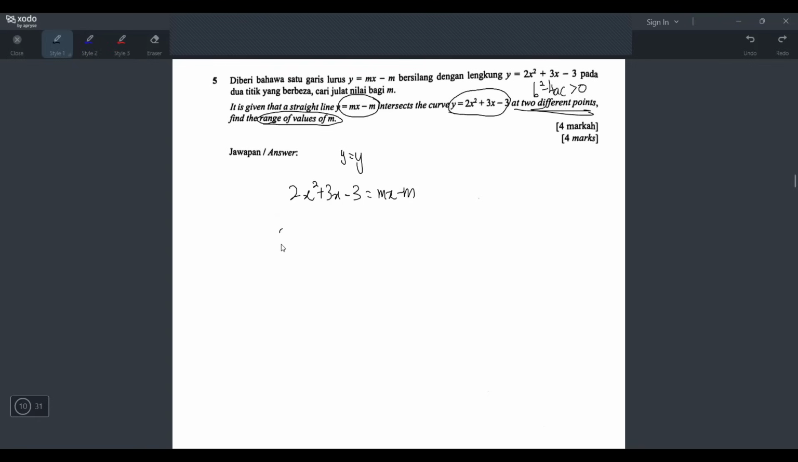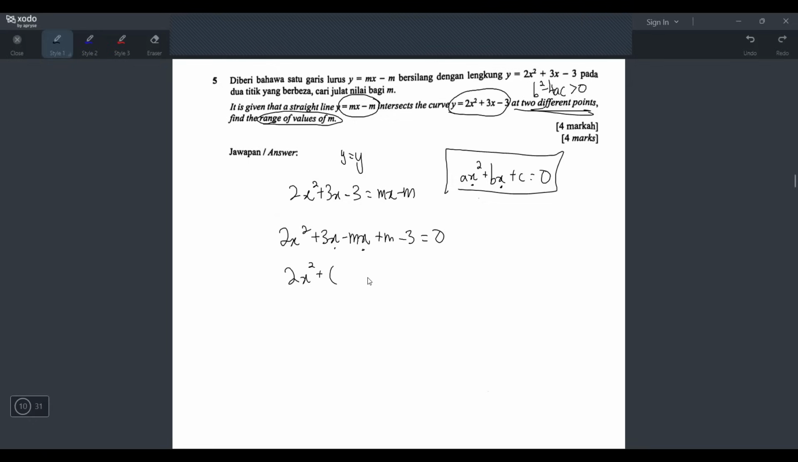General form means everything on one side equals 0. So I will write 3x, and I will move the mx over so it becomes minus mx. And then the minus m also I move, so it becomes plus m, and then minus 3 equals 0. Okay, this is not general form actually, because when it's general form, you can determine the a, b, and c. But if you look at this, the x appears twice, because in general form x squared only appears one time, and then x only appears one time, and then c equals 0. This is general form, right? But when your x appears twice like this, then what do you have to do? You have to factorize.